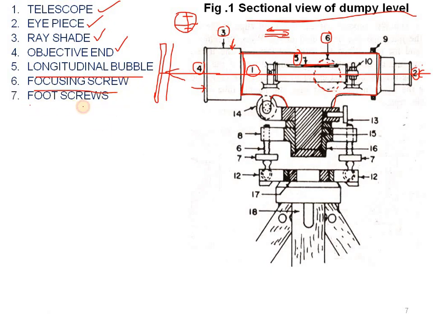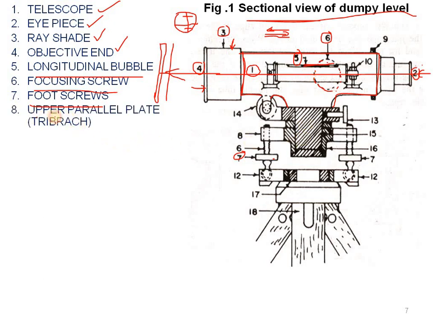And the seventh one is the foot screws. Where are the foot screws? This one is the foot screws. These foot screws are for setting the instrument by the bubble tube. When we rotate these foot screws to and fro, whether inside or outside, the bubble tube will be moving. When the bubble tube moves to the center, that is the fixing point of the instrument.